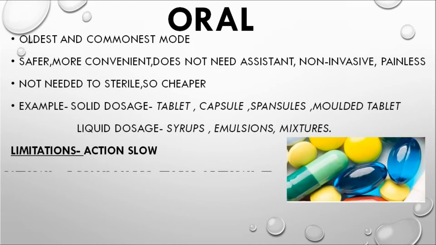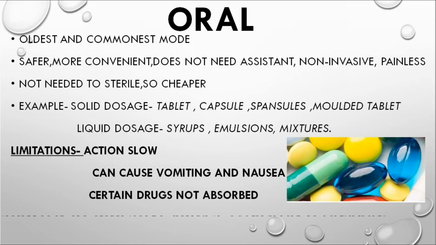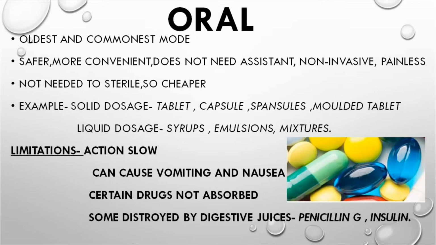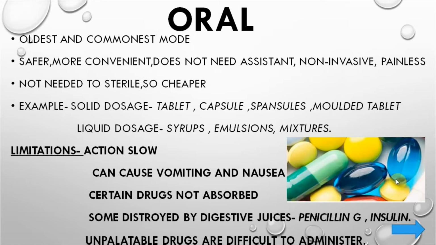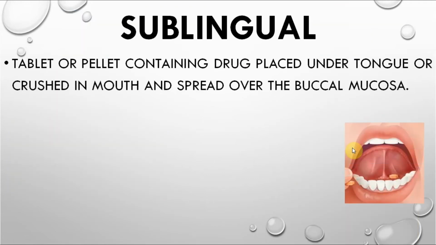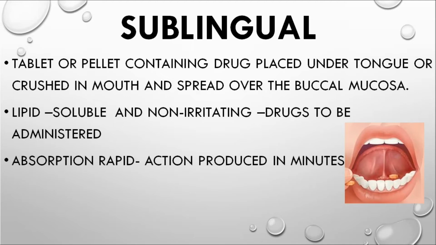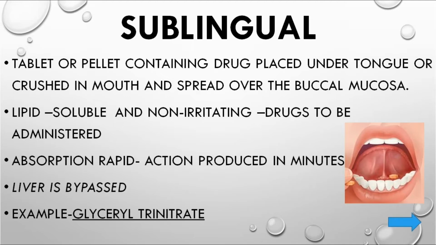Limitations: slow action, can cause vomiting and nausea, certain drugs not absorbed, some destroyed by gastric juice. Example: penicillin G, insulin, and unpalatable drugs are difficult to administer. Sublingual, a tablet containing the drug is placed under the tongue or crushed in the mouth and spread over the buccal mucosa, where rapid absorption of lipid soluble drugs occurs in minutes. Liver is bypassed. Example is glyceryl trinitrate, an anti-anginal drug.